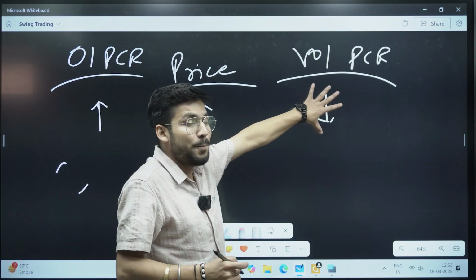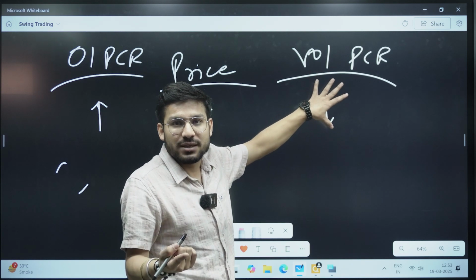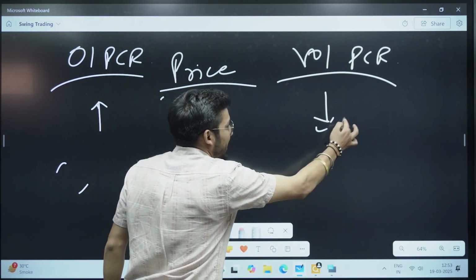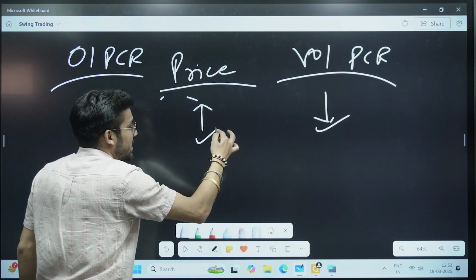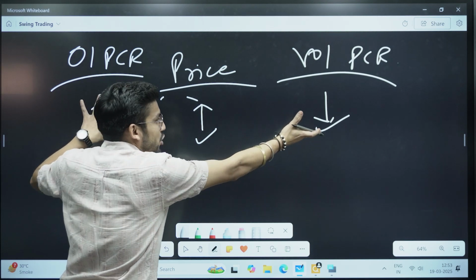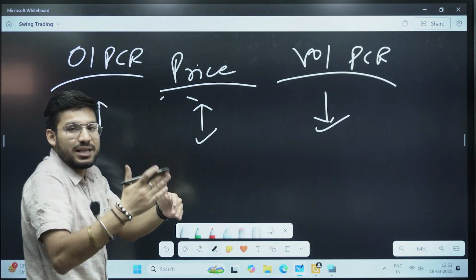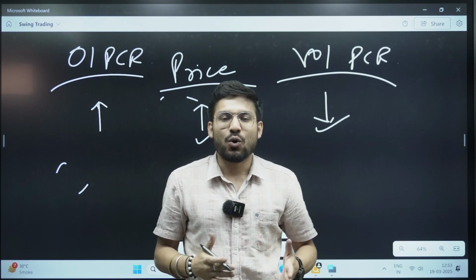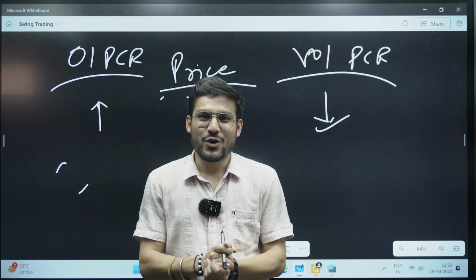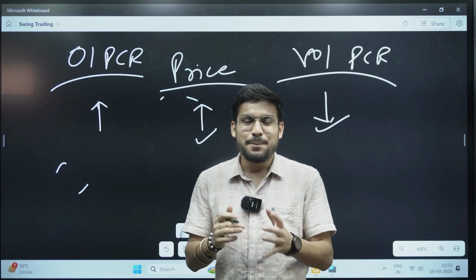Similarly, the volume PCR is inversely proportional to the price. So if my volume PCR is falling, it means again the price will increase. So from both OI PCR and volume PCR, I'm getting a sentiment that the price will increase, and that is how we will confirm the trade. Okay, so this is how you can use the PCR tool.